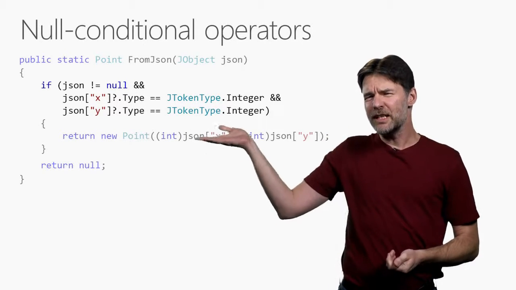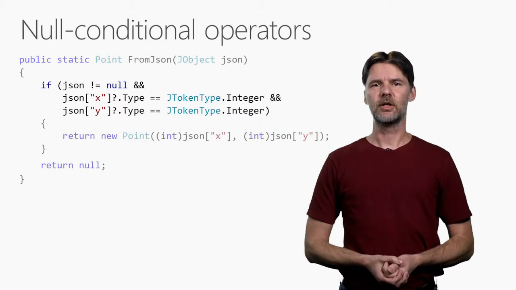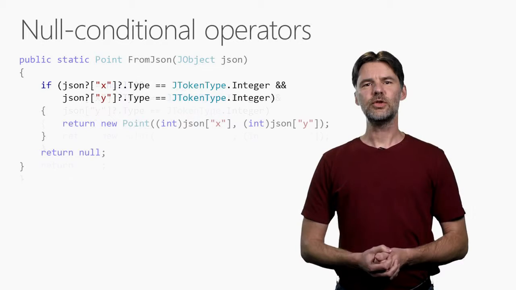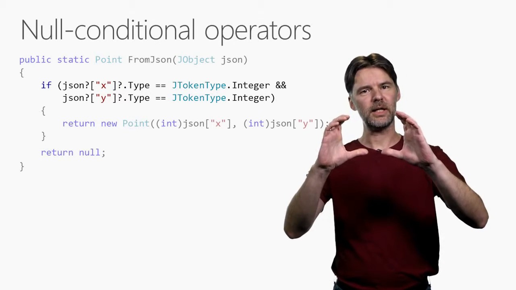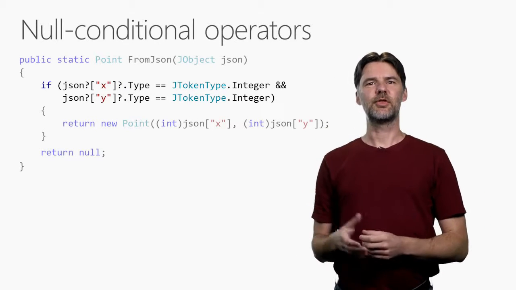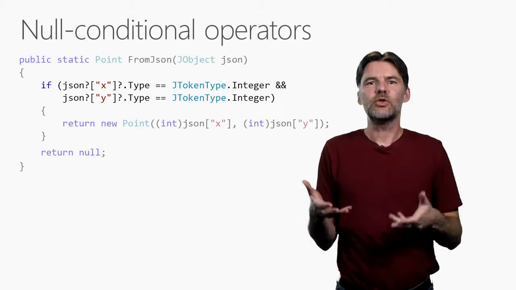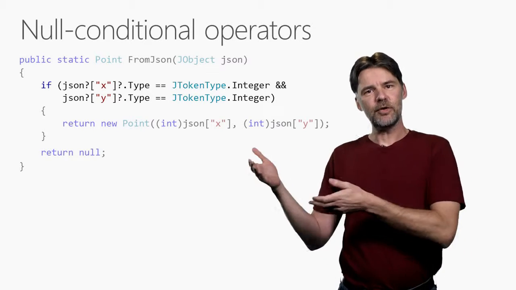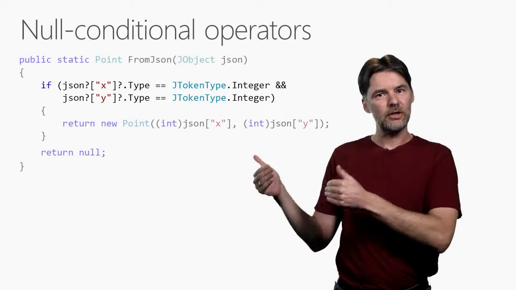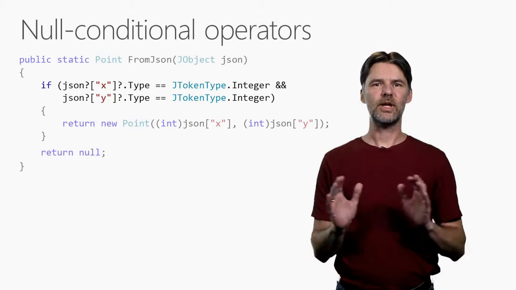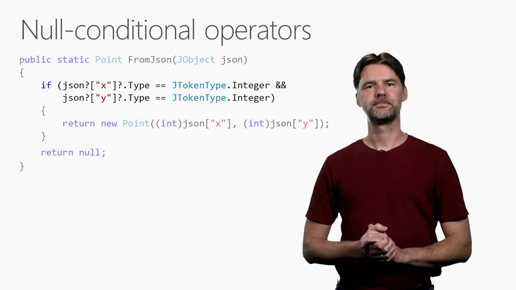Meanwhile, we still have that initial null check to see if we can index. But indexing can be done in a null conditional way too. You just insert a question mark in front of the square brackets, and now they only happen if the receiver is not null. And now, the whole if condition just expresses your core intent, which is, if JSON has x's and y's with integer types, then do the following. The essence stands out. The rest fades into the background.